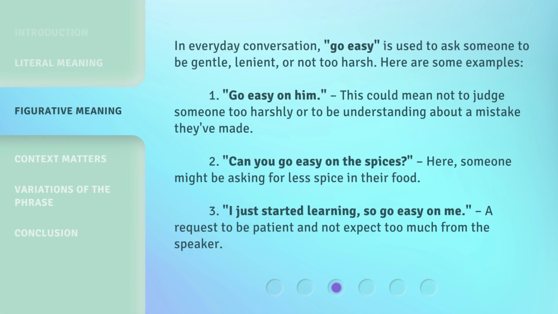In everyday conversation, go easy is used to ask someone to be gentle, lenient, or not too harsh. Here are some examples. 1. Go easy on him. This could mean not to judge someone too harshly or to be understanding about a mistake they've made. 2. Can you go easy on the spices? Here, someone might be asking for less spice in their food. 3. I just started learning, so go easy on me. A request to be patient and not expect too much from the speaker.